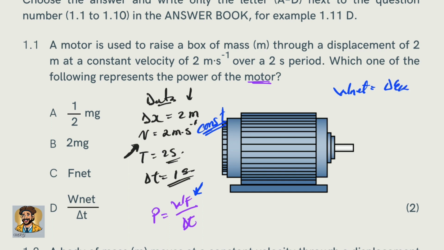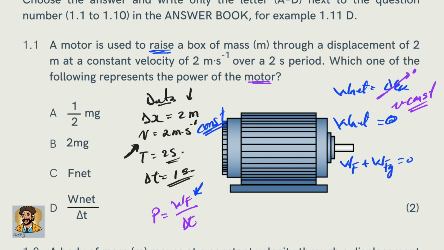Now we have a problem here, which is not a problem. The velocity is constant, therefore the change in kinetic energy is 0. So net work is equal to 0. Okay, so now what forces are acting here? We are lifting or raising a box. So we have the work done by the gravitational force, and the work done by the force of the motor. In other words, the work done by this force plus the work done by the gravitational force is equal to 0.